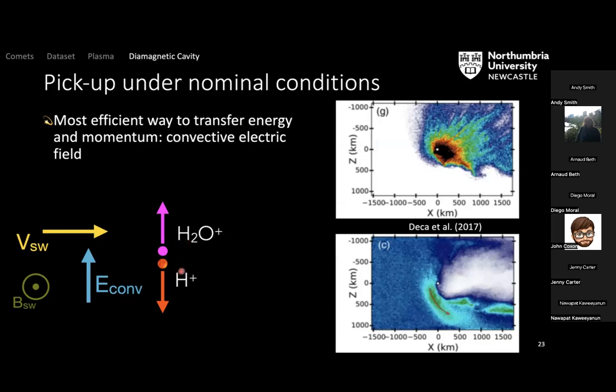In turn, to conserve momentum, the solar wind has to be deflected downwards. And this is the deflection that I've been talking about. And this is very nice. We see this in observations and simulations. It's super lovely, works great.